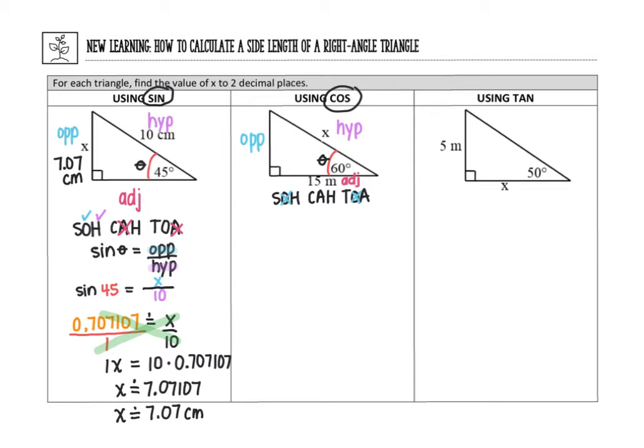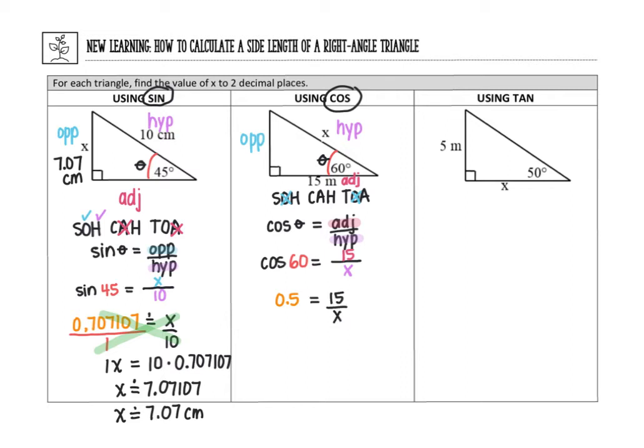Write out our formula. Cosine is equal to the adjacent divided by the hypotenuse. And we'll substitute the values that we know. So we'll have the cosine of 60 is equal to 15 over x. Now, we'll need to use our calculator to find the cosine of 60. We'll put in 60 in our calculator and hit the cosine button, and this will give us 0.5. So we'll have 0.5 is equal to 15 over x.